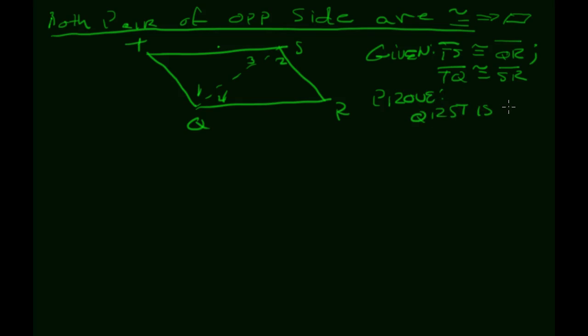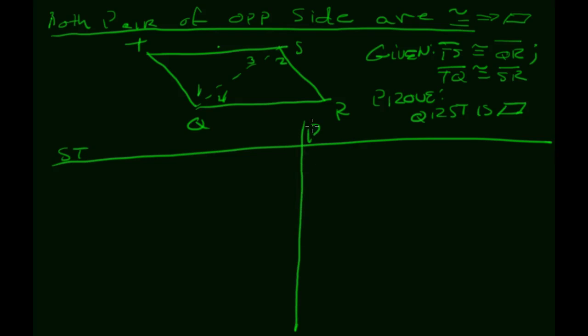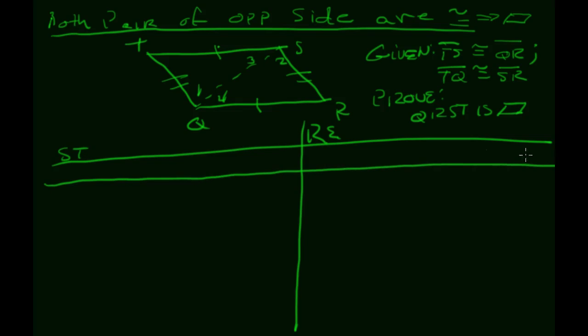QRST is a parallelogram. Okay, so the only way that I can prove that something is a parallelogram at this point is by the definition. So ultimately, the definition says that the opposite sides are parallel. So I have that they are congruent. I want to show that they are parallel.